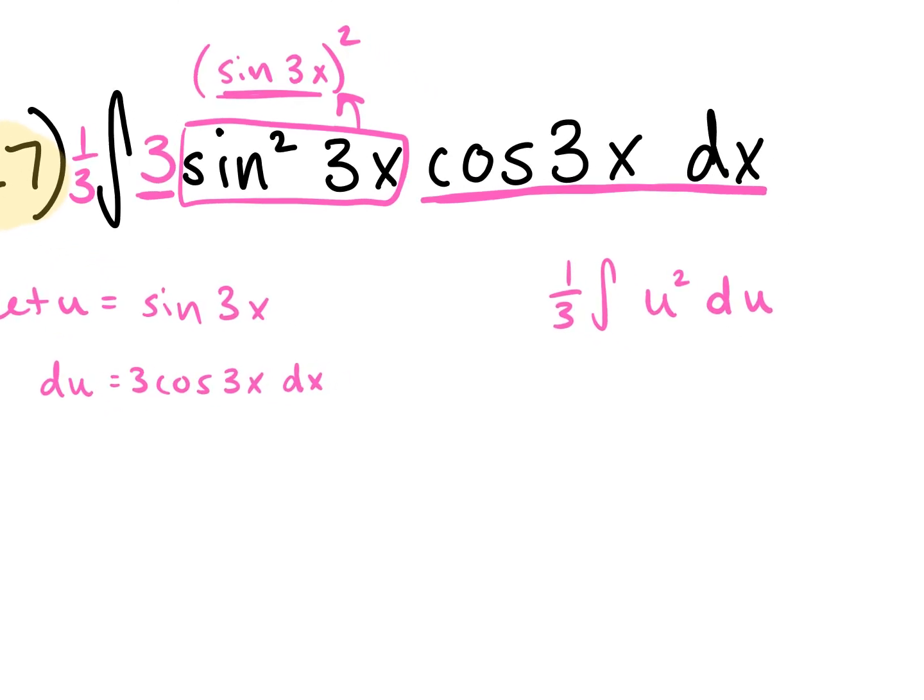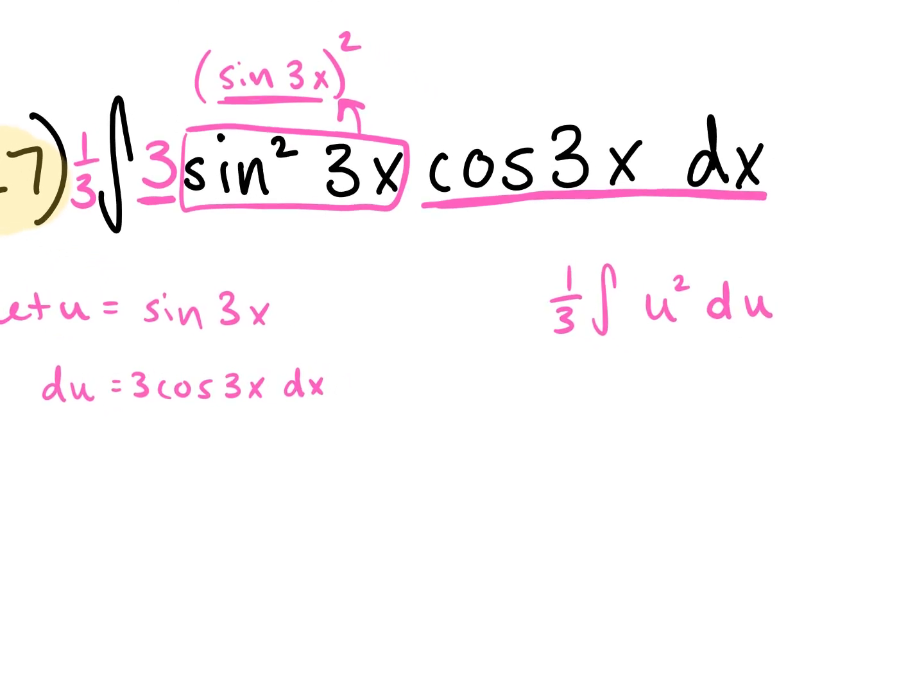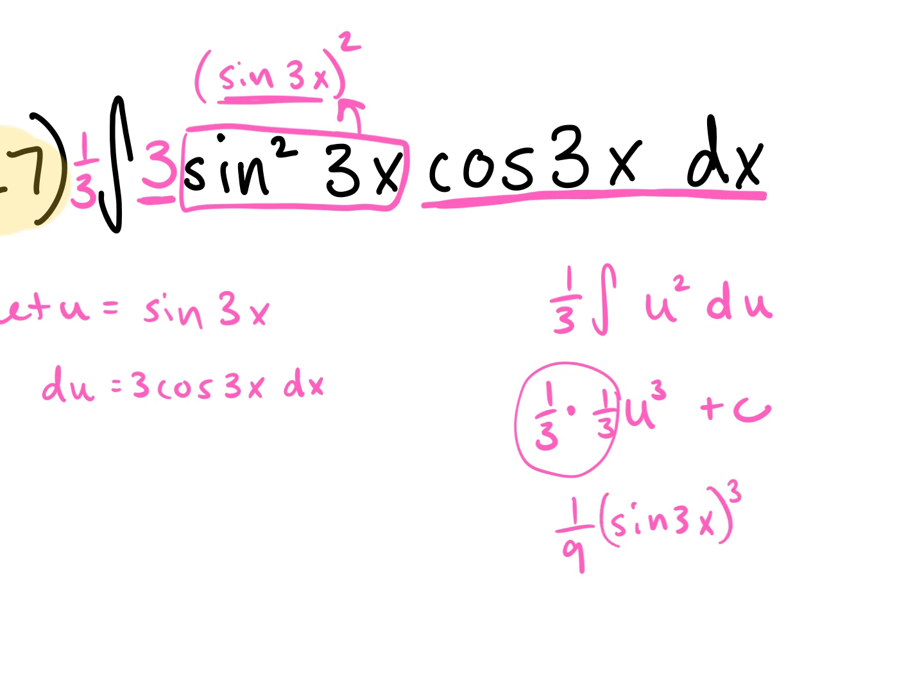Now let's take our antiderivative here. We add 1 to the exponent and divide by the new exponent. So that would be u cubed times 1/3, times the 1/3 that's already there. What am I missing? I still need to plug the x back into u, but what else am I missing? Plus c, perfect. So we can simplify and substitute back in. 1/3 times 1/3 would be 1/9, and then sine of 3x cubed plus c.